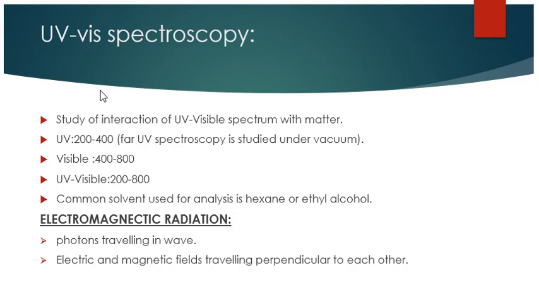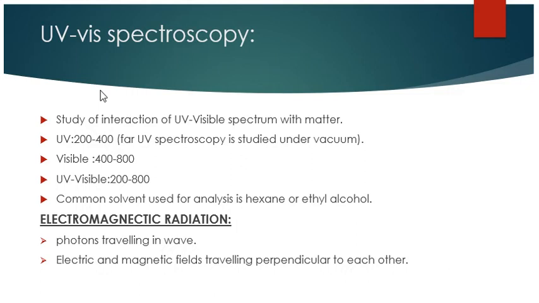UV visible spectroscopy is the special type of spectroscopy in which we only study the interaction of UV visible radiations with the matter. Now, UV visible radiations range in wavelength from 200 nanometer to 800 nanometer, out of which ultraviolet radiations range from 200 to 400 nanometer, and the visible radiations range from 400 to 800 nanometer.